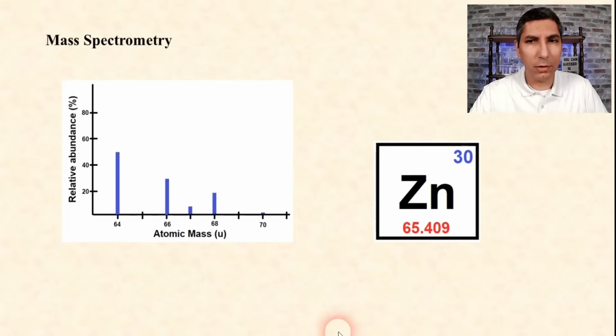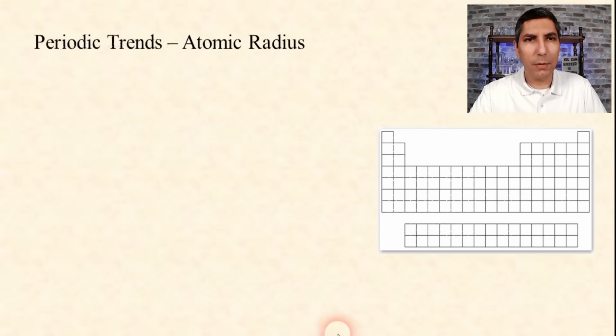So that's mass spectrometry. Now, another important point that pops up in Unit 1 is periodic trends. There are these trends or patterns on the periodic table that you need to be very aware of as you work through the exam. The first one that I want to share with you is atomic radius.